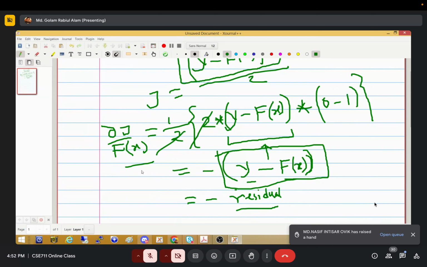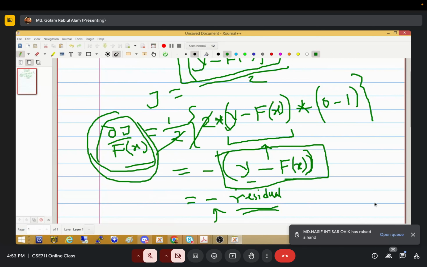So it means that the gradient is actually the negative of the residual. We can calculate the residual easily: the y, the original value, minus the f of x, the predicted value. You calculate the predicted value and then subtract it from the original value, then we get the residual. So if we just negate the residual, then we get the gradient.